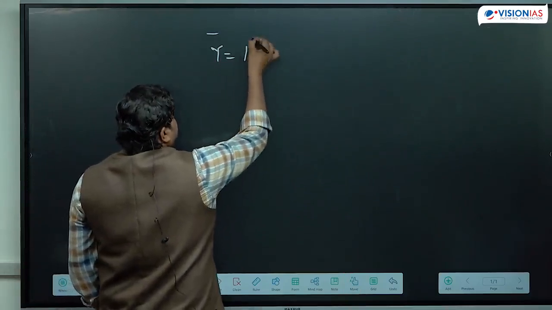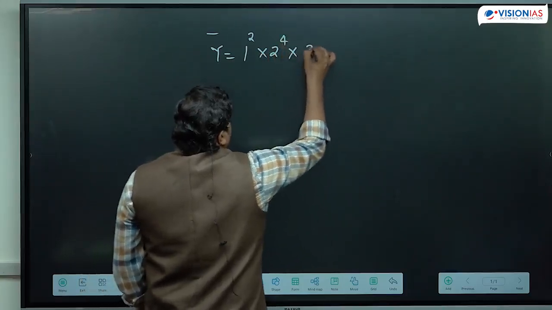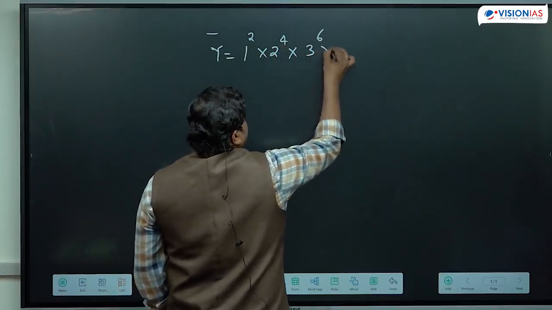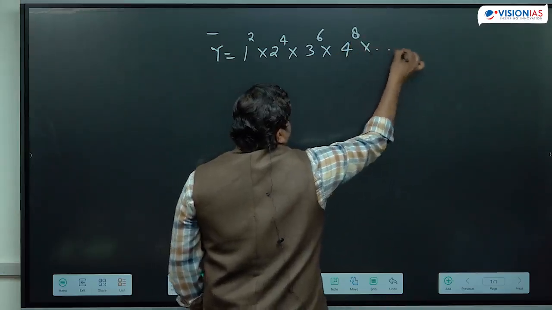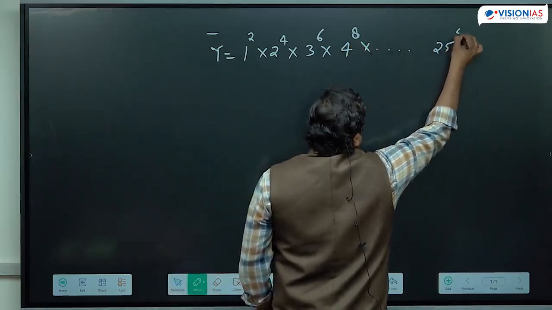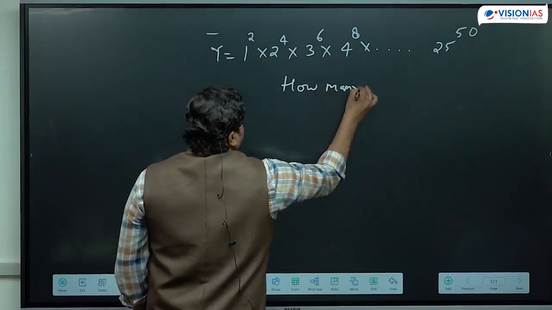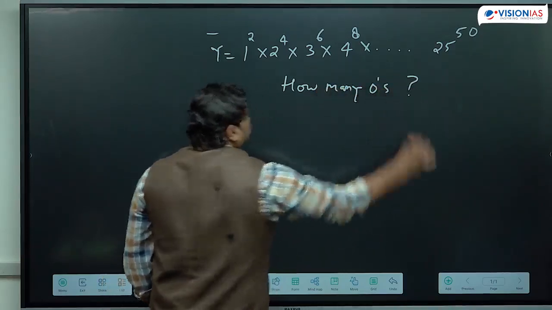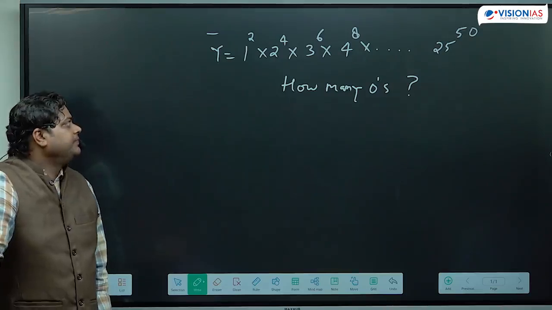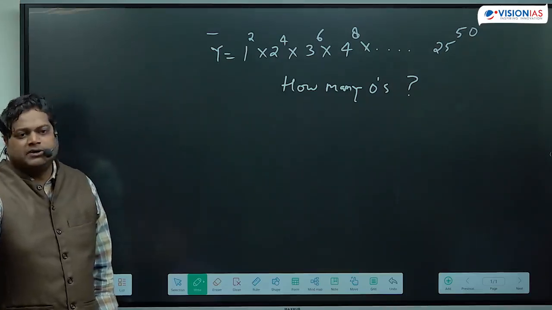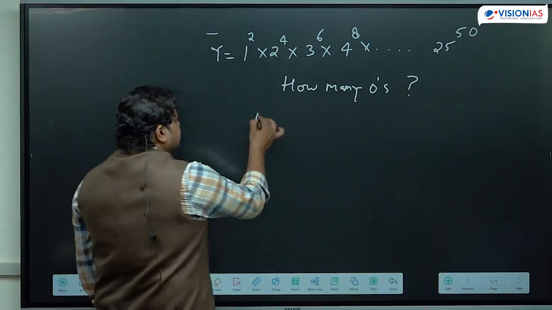If y is equal to 1 to the power 2, 2 to the power 4, 3 to the power 6 and 4 to the power 8, this way up to 25 to the power 50. How many zeros are there at the end? Here also what we can see is, are the number of 2's more or the number of 5's more? The number of 2's is more. We need to find out the number of 5's.